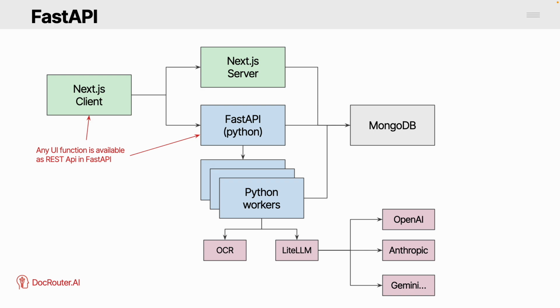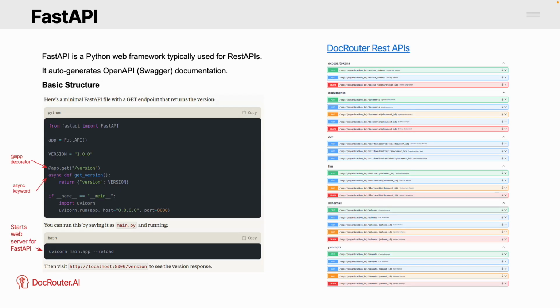Basically, any function that is available in the UI is available in the FastAPI. And FastAPI even gives you a nice web page listing of all the APIs that you implement. So how do you implement a basic FastAPI? Well, you pip install the FastAPI module, create an app with the FastAPI class, and then with these decorators, you define the paths for the REST APIs.